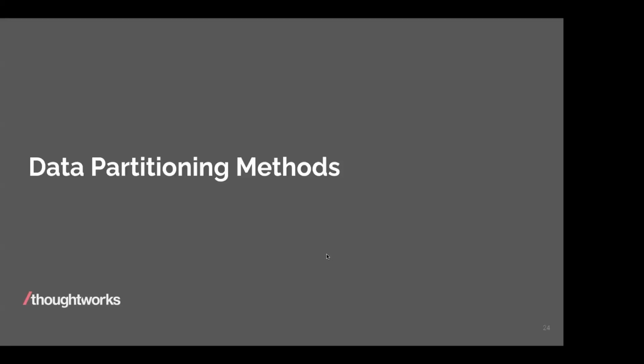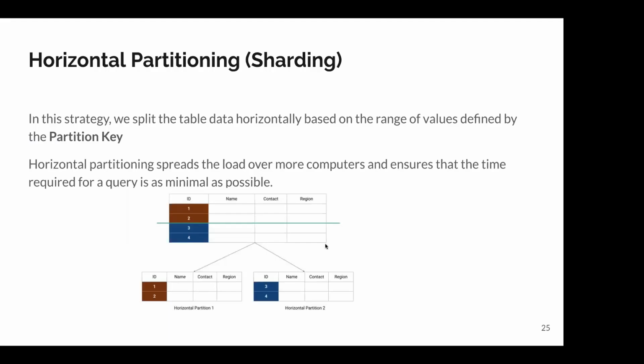So there are different data partitioning methods. There is something called horizontal partitioning, and there is something called vertical partitioning. Horizontal partitioning is also called sharding. Here you choose one partition key, and based on that, you split the table or the database. In the example, we are choosing the ID as the partition key, and based on that, we are splitting one large table into two different tables. The first one has only 1 and 2, and the second one has only 3 and 4.